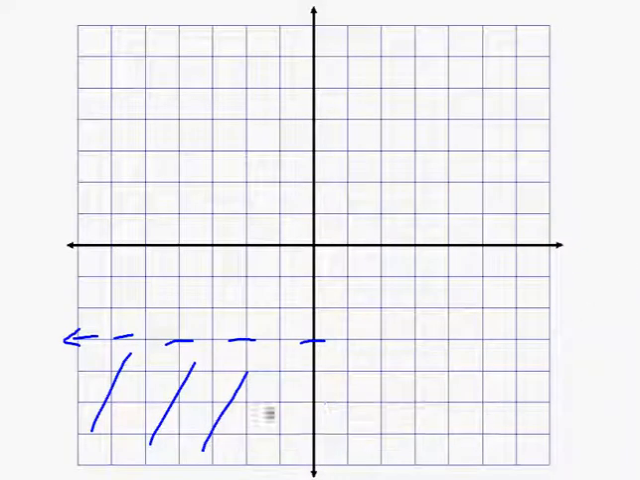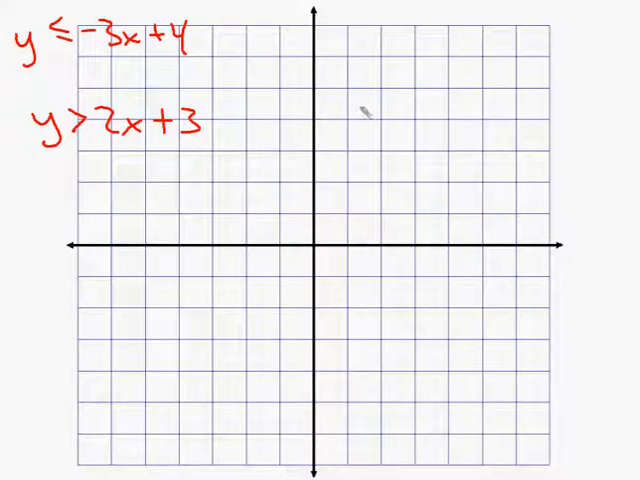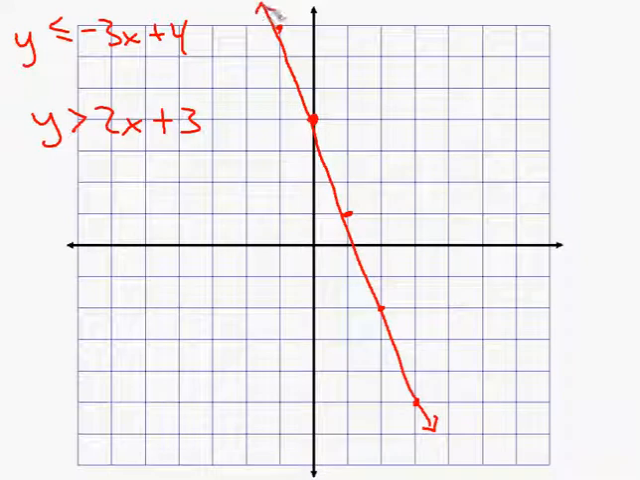Erase all this. Okay, so we graph each of those. So we have 4, y-intercept, slope-intercept form, right? And then I go down 3, right 1, down 3, right 1. And is this going to be a solid or dotted line? Solid. Yeah, it's a solid line. And then right here, my y-intercept is 3. And I'm going to go up 2, right 1. And that's going to be a dotted line because it cannot be equal.